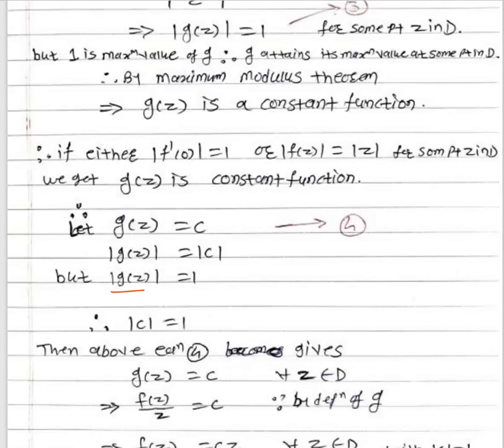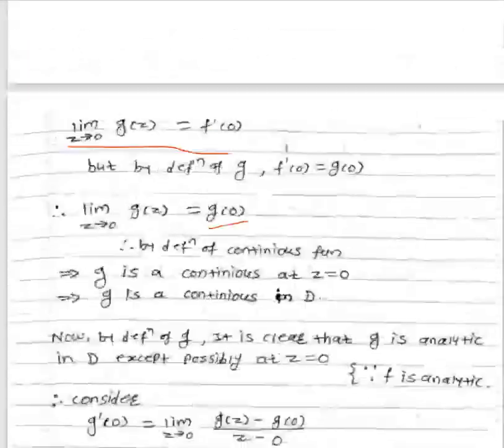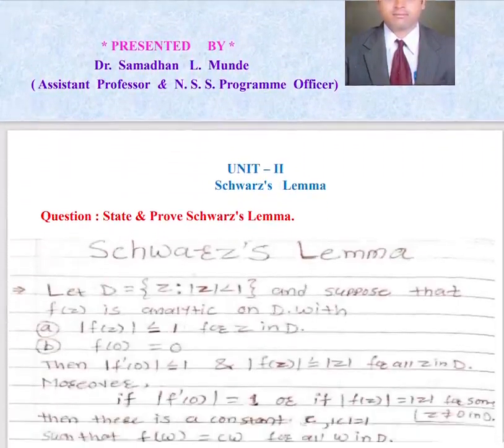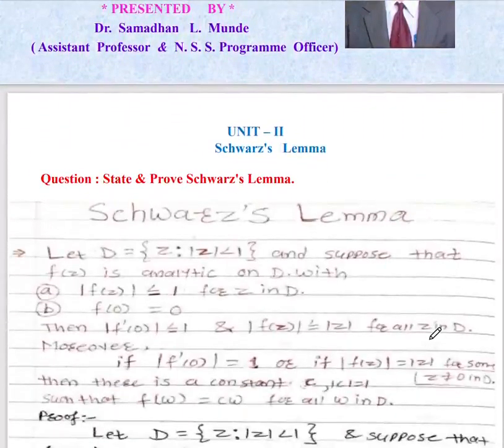Okay, so dear students, today we have seen the Schwarz lemma with its statement as well as the complete proof. With this theorem, we have completed unit number 2. From the next lecture we will start unit number 3. Okay, so here we will stop.